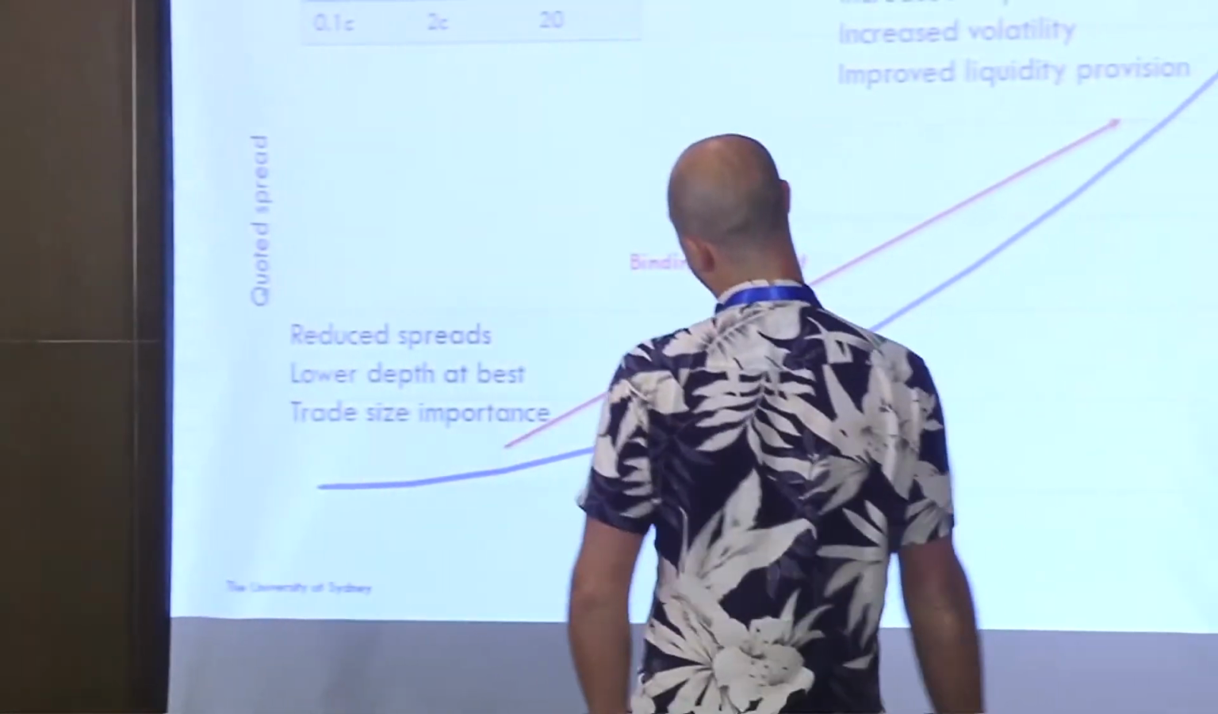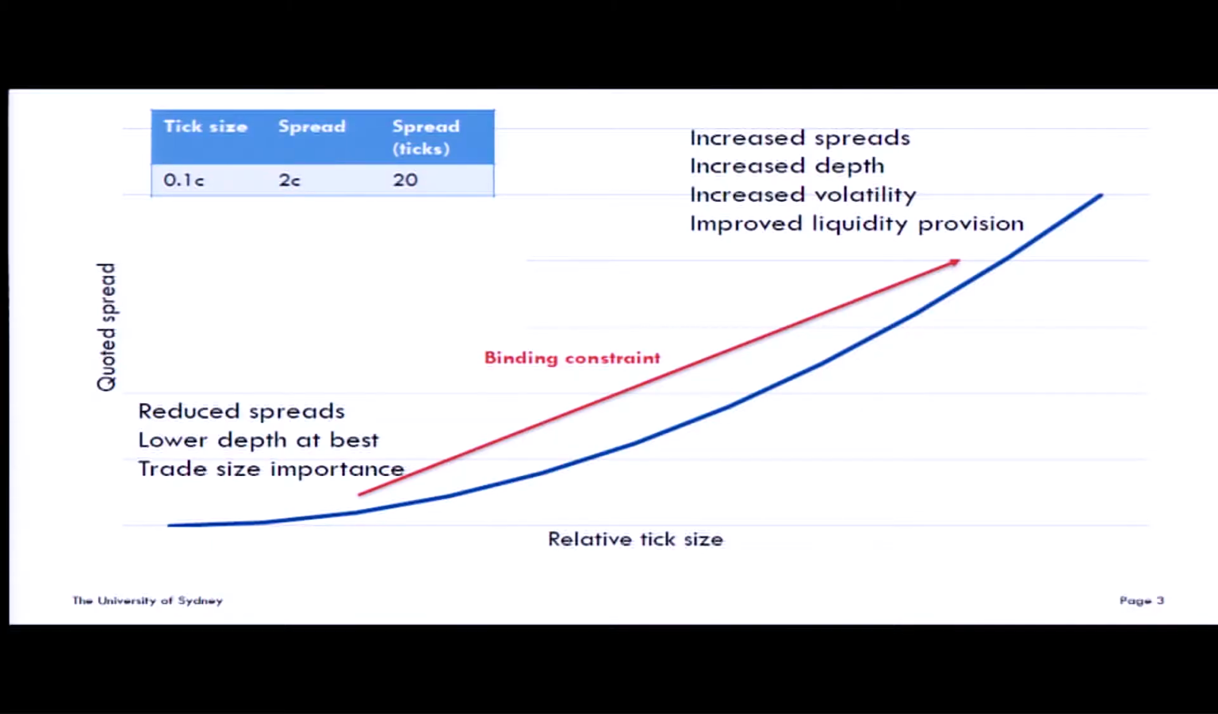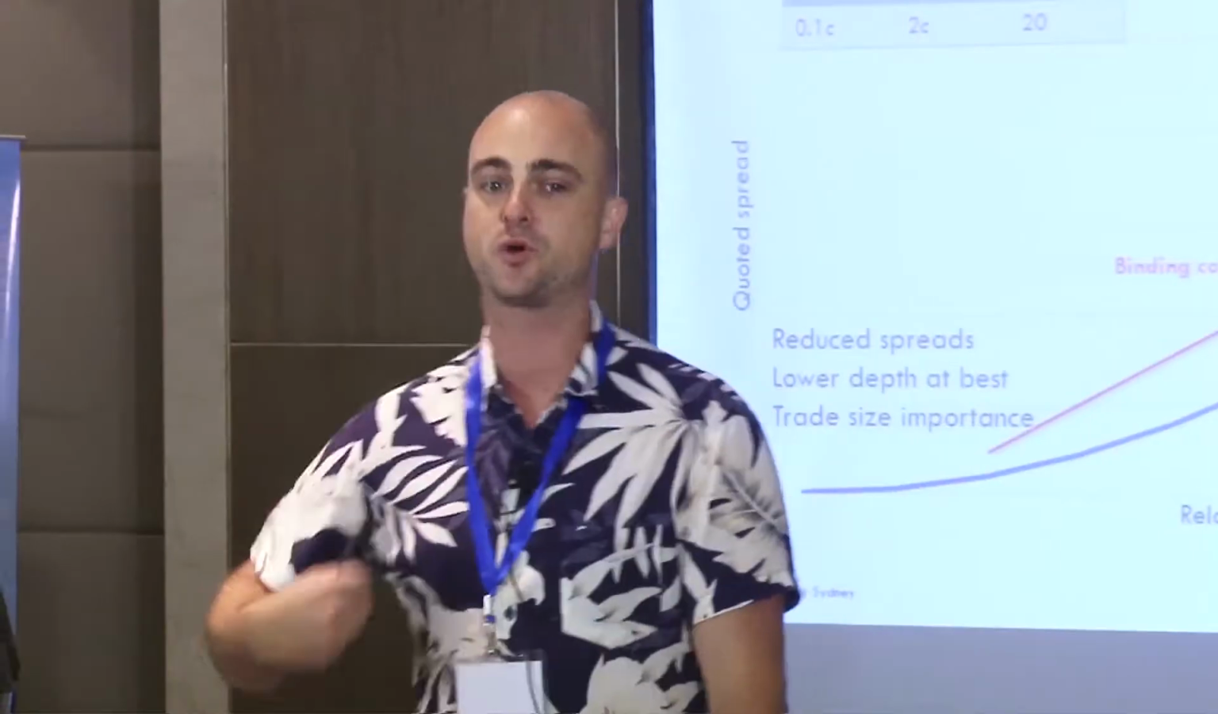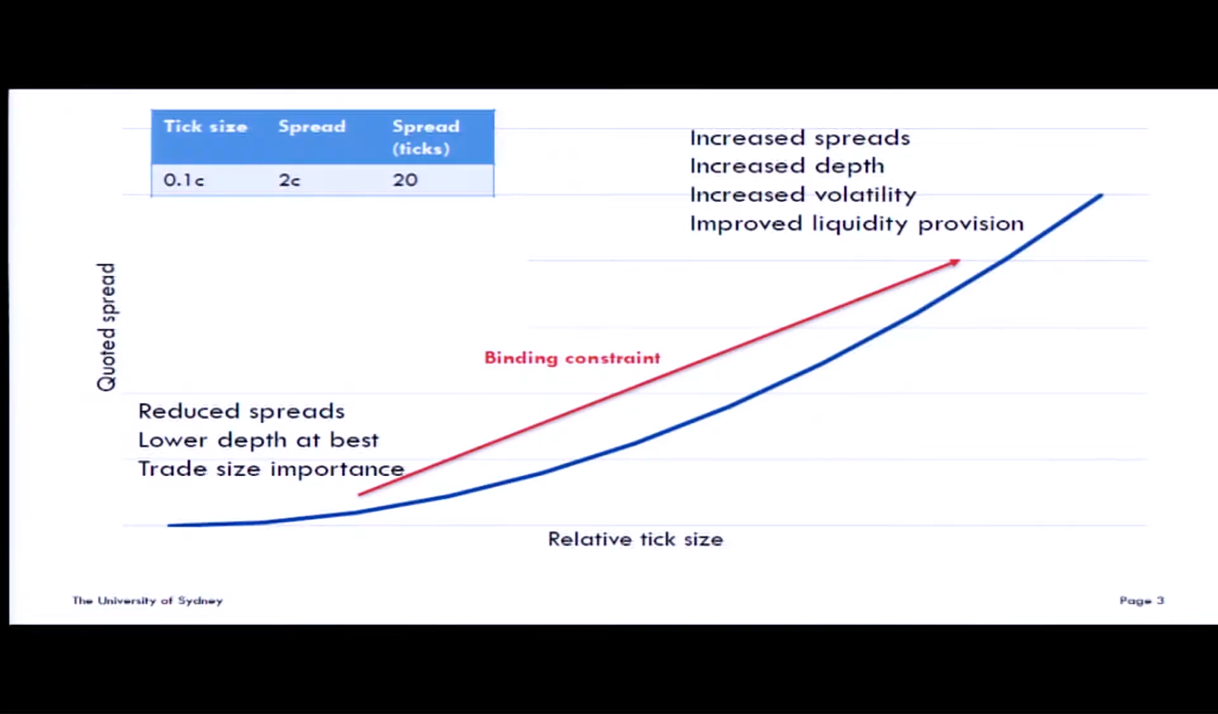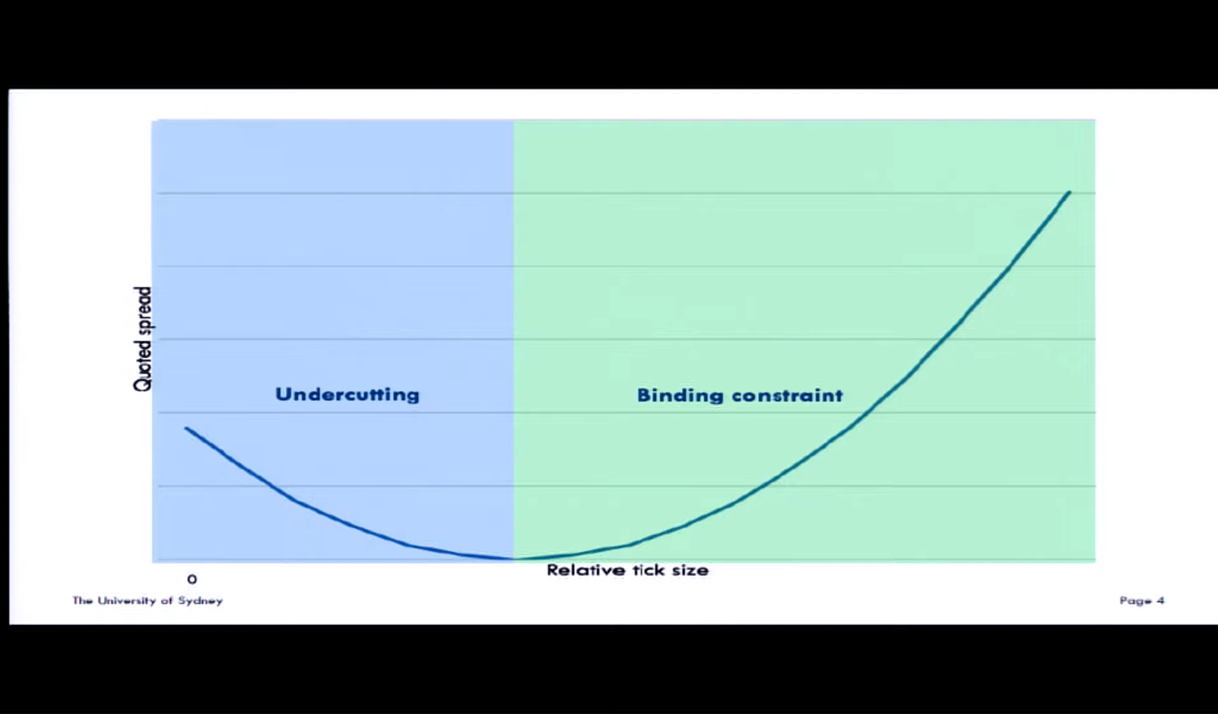So what happens as I increase the relative tick size? Eventually it becomes binding, and the quoted spread is forced up. As the relative tick size increases, I increase the minimum quoted spread. It moves to the tick size itself. So this has the potential to increase the spreads. It will also increase the depth, and it can maybe improve liquidity provision. As I reduce spreads, I'm going to reduce the depth at the best, and maybe the size becomes important. So this is one side of the curve.